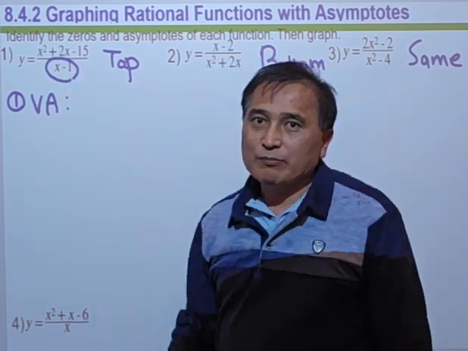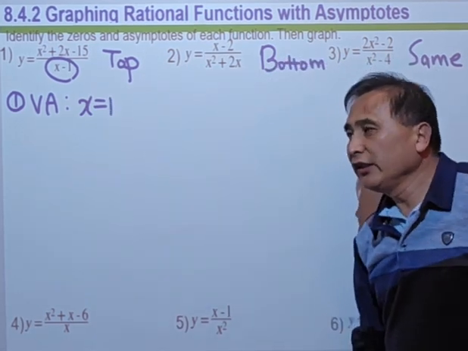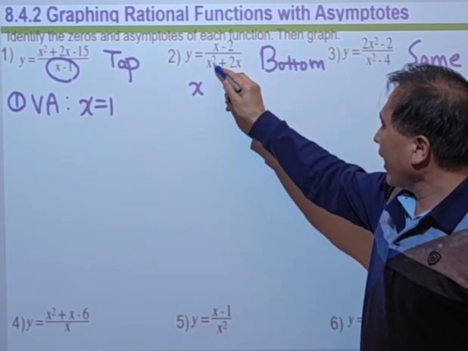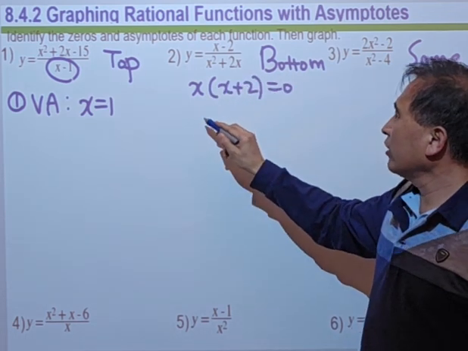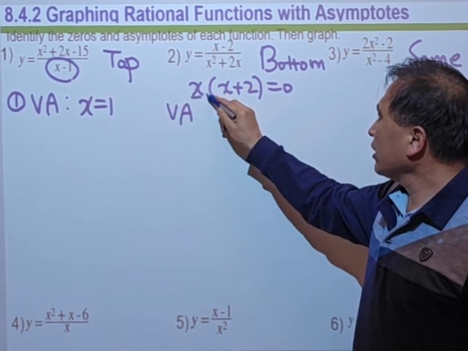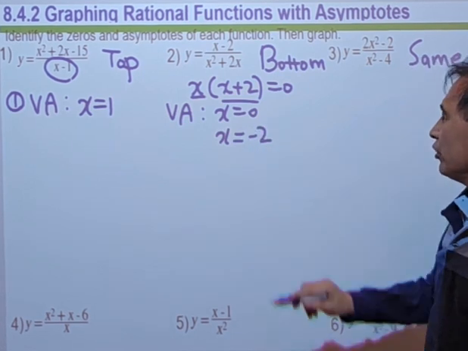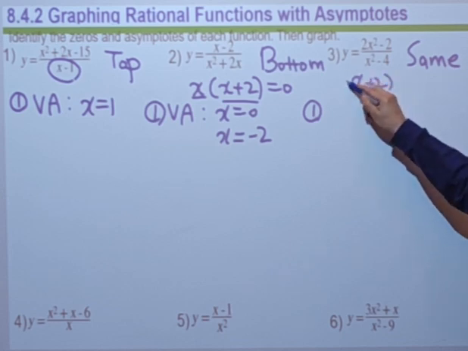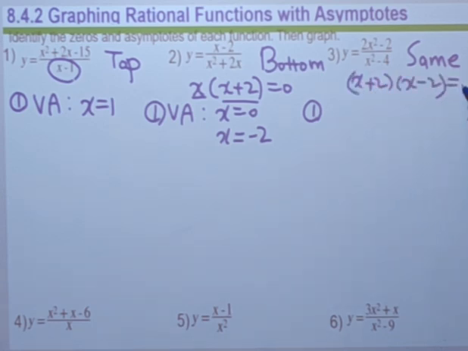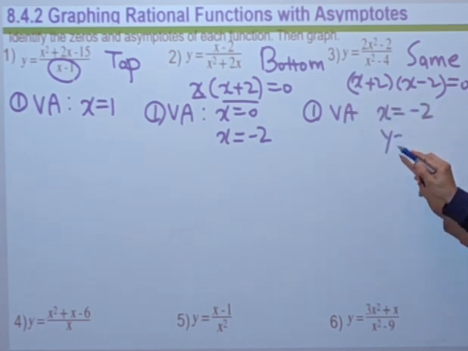So here, x minus 1 equals 0, so x equals 1 is the vertical asymptote right here. For this one, the denominator is 0, but you need to factor it. Factor out the common x, then x times x plus 2. Then make it 0, so there are 2 vertical asymptotes in this case: this equals 0, so x equals 0, and this equals 0, so x equals -2. And this one is also the same: x plus 2 and x minus 2, you can factor it like that. That equals 0, so again 2 vertical asymptotes, x equals -2 and x equals 2.